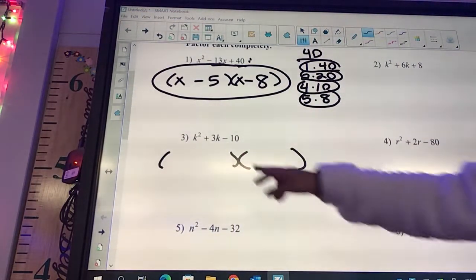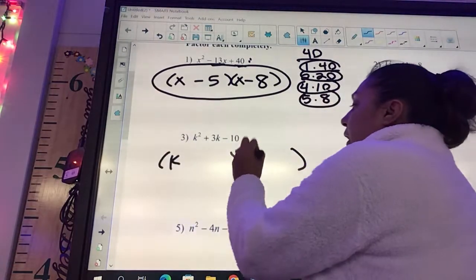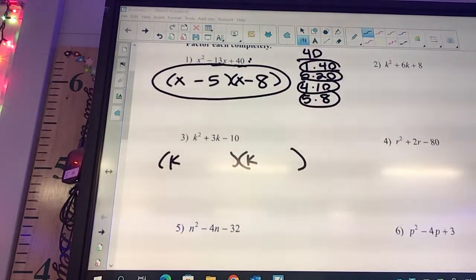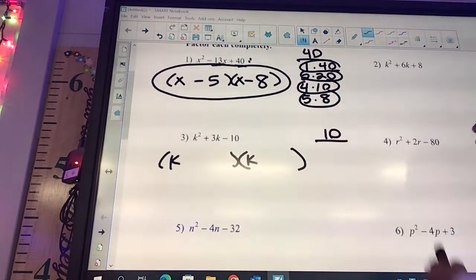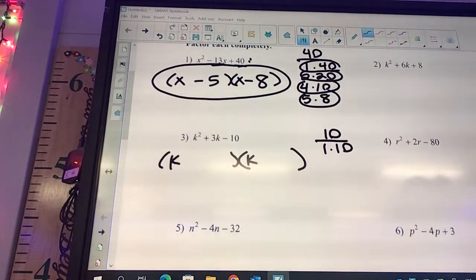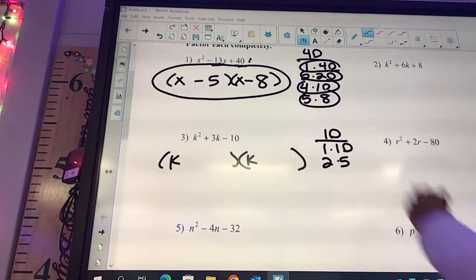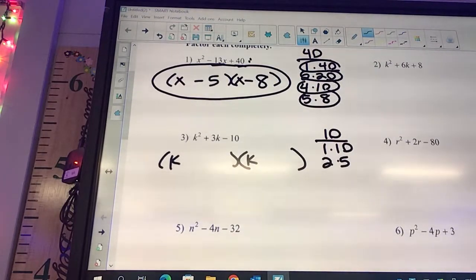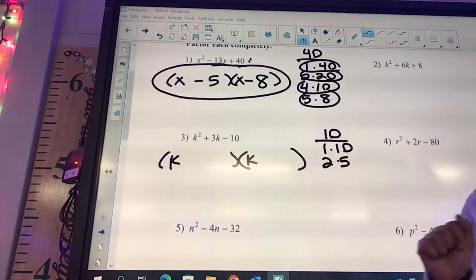Right here it says k squared, so we're going to say k and k. We make a list of what number? 10. What's our very first one? 10 and 1. So we say 1 times 10. Does 2 go into 10? 2 times 5. Does 3 go into 10? If you don't know, you say 10 divided by 3. And if you get a fraction, then that means it doesn't go into 10. 4. Does 4 go into 10? No, and 5 is on our list. So these are all of our options.